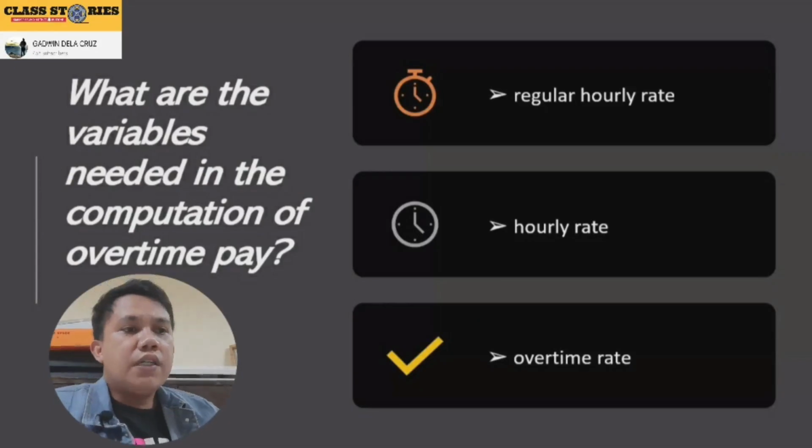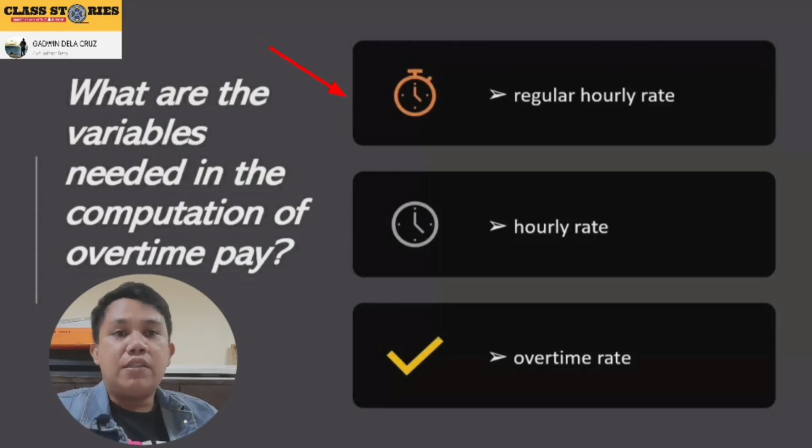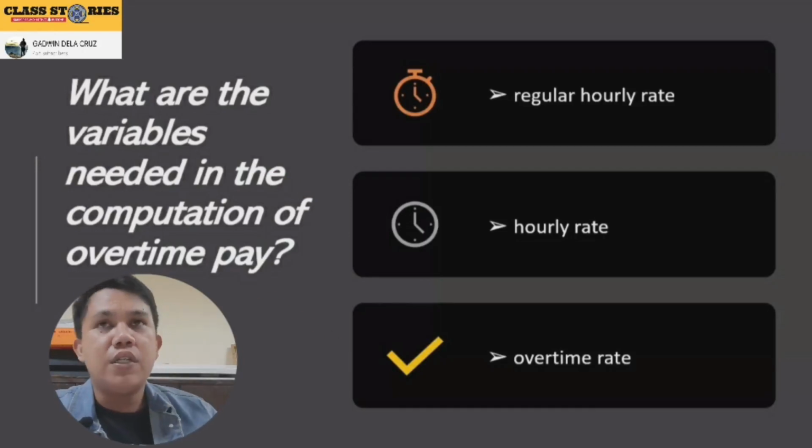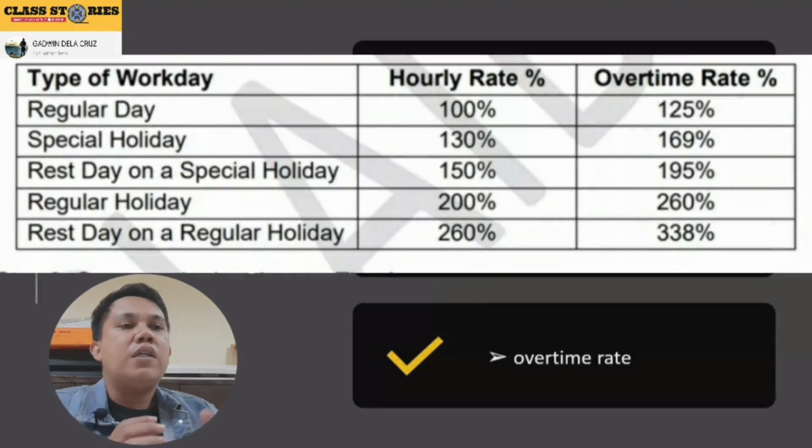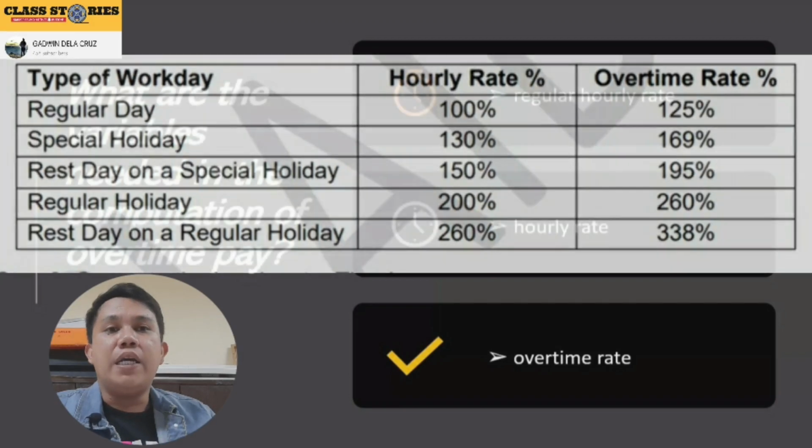Okay, so what are the variables needed in the computation of overtime pay? So number 1, you need to know your regular hourly rate. Number 2, you need to know your hourly rate. Last one is you need to know as well your overtime rate. Later on in this video, I will give you the table of the variables in computing your overtime pay.